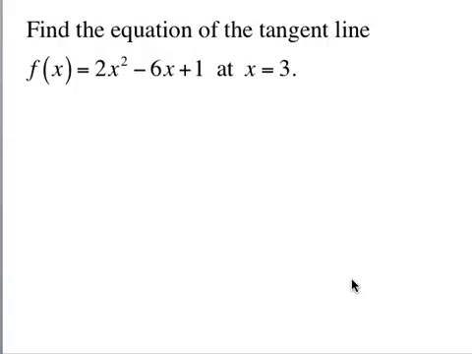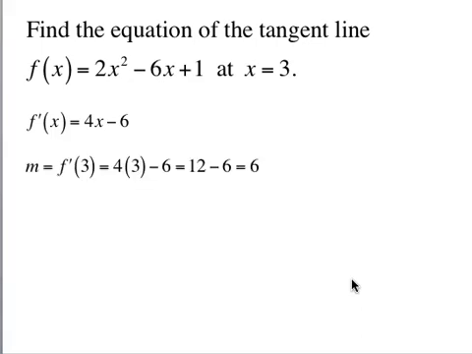So let's continue. Our next example says find the equation of the tangent line to f(x) = 2x² - 6x + 1 at x = 3. The derivative of 2x² - 6x + 1 is 4x - 6. The slope of the tangent line is the value of the derivative at 3. So m, the slope, is f'(3). Plugging 3 in for x, 4 times 3 is 12, minus 6. We get a slope of 6. So the slope of the tangent line is 6.